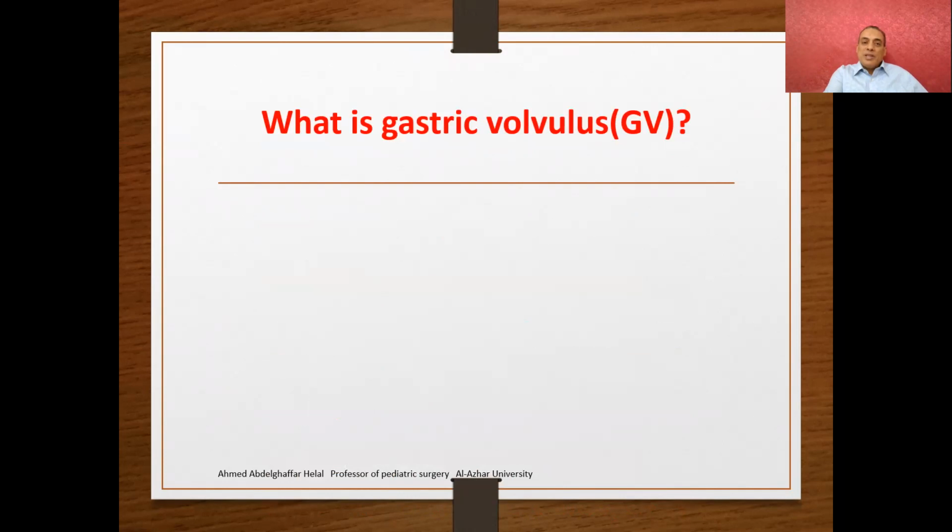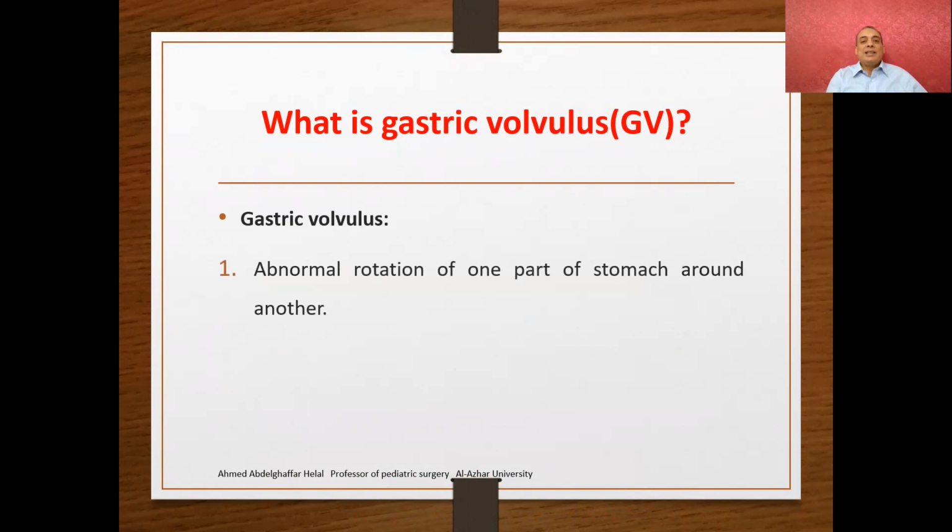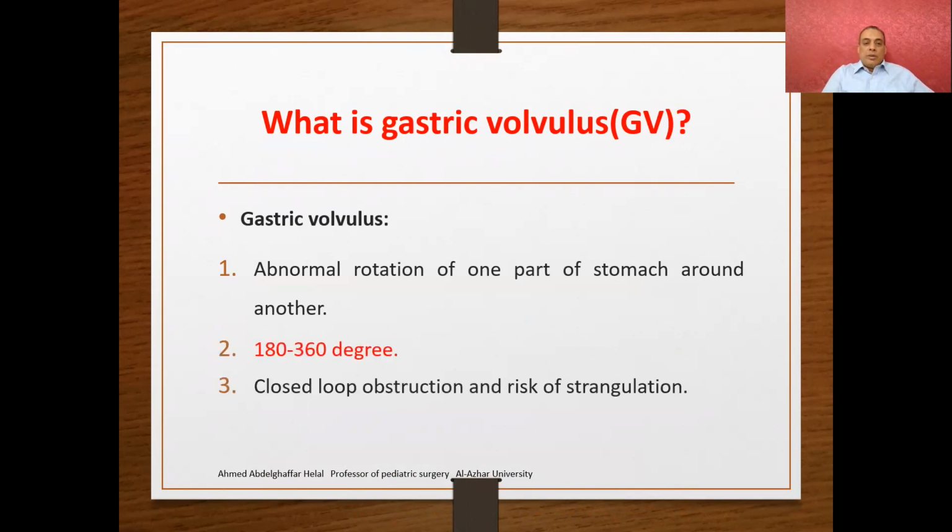So the first point is, what is gastric volvulus? Gastric volvulus is defined as abnormal rotation of one part of the stomach around another. This rotation is usually from about 180 degrees to 360 degrees.